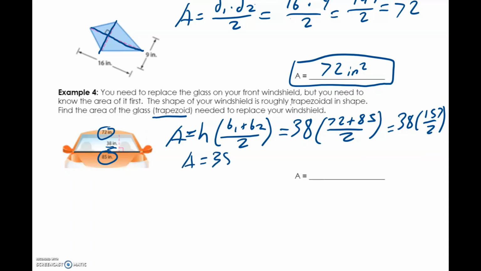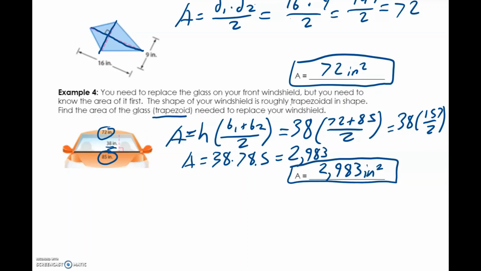So I'll write this down here. 38 times 78.5. And if I multiply these in my calculator, I should get 2,983. So we have area equals 2,983. Again, we're dealing with inches, and since it's area, I'm still going to add the squared on the end. Make sure you get in the habit of doing that. Final answer, 2,983 inches squared.